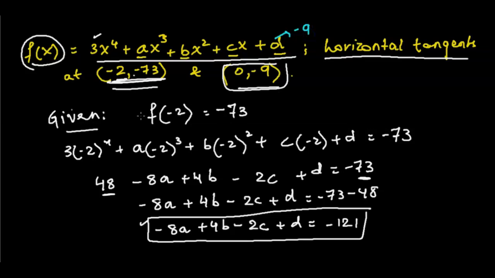Now, one thing we have to remember is that when we are given a point for the horizontal tangents, the x value of the point is also called the critical number. And at the critical number, the derivative of the function is going to be 0. So we can say the derivative of function f(x) at -2 would be equal to 0. And the derivative of the function f(x) at 0 is also 0. Therefore, we can write the derivative of the given function and substitute that in the given equations.